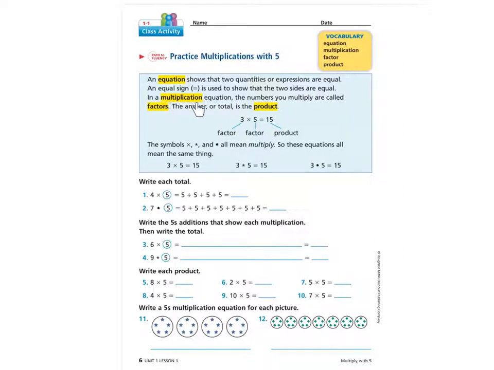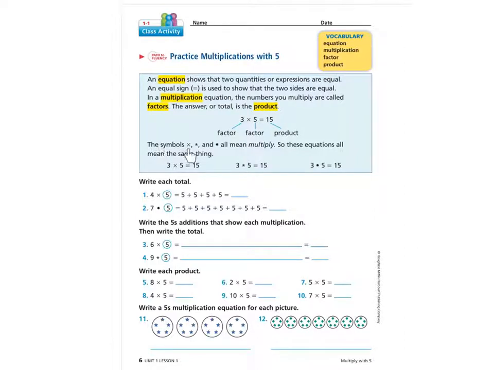In a multiplication equation, the numbers you multiply are called factors. The answer or total is the product. If you think back to addition and subtraction, you had add-ins, and you had sums, and you had other words to name those parts. But for multiplication, you're going to want to know these parts so that you know that you're going to be multiplying your factors and that your answer will be a product, so that when someone asks you to find the product, you know you're looking for the answer to a multiplication equation.